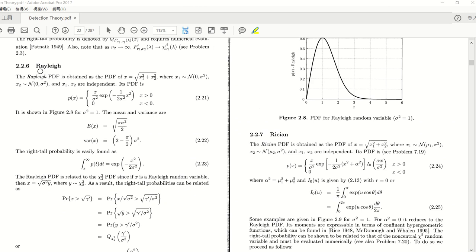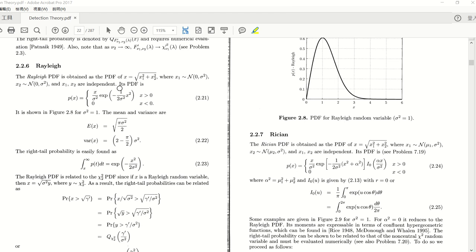The Rayleigh distribution is obtained as the PDF of X, where X is equal to the square root of x1 square plus x2 square, and x1 is a Gaussian distribution with zero mean and variance sigma square. Also x2 is a Gaussian distribution with zero mean and variance sigma square, and x1 and x2 are independent.